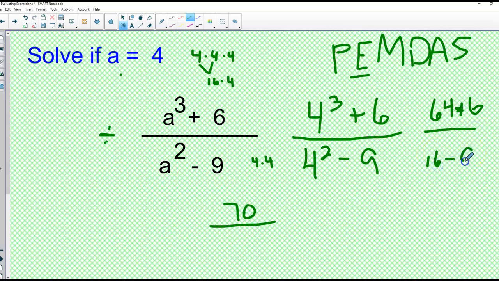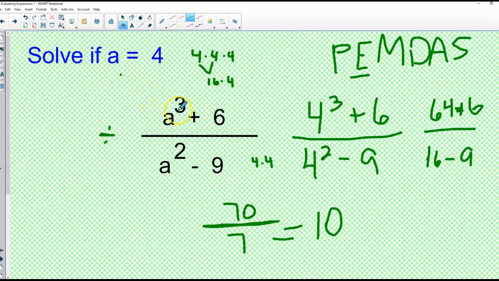And then the only thing left is minus 9. So 16 minus 9 is 7. And now the only thing we have left is division. So if you look at our problem, it says 70 divided by 7, which is an answer of 10. Okay? So as you're solving these problems, remember, it's giving you what the variable is equal to.